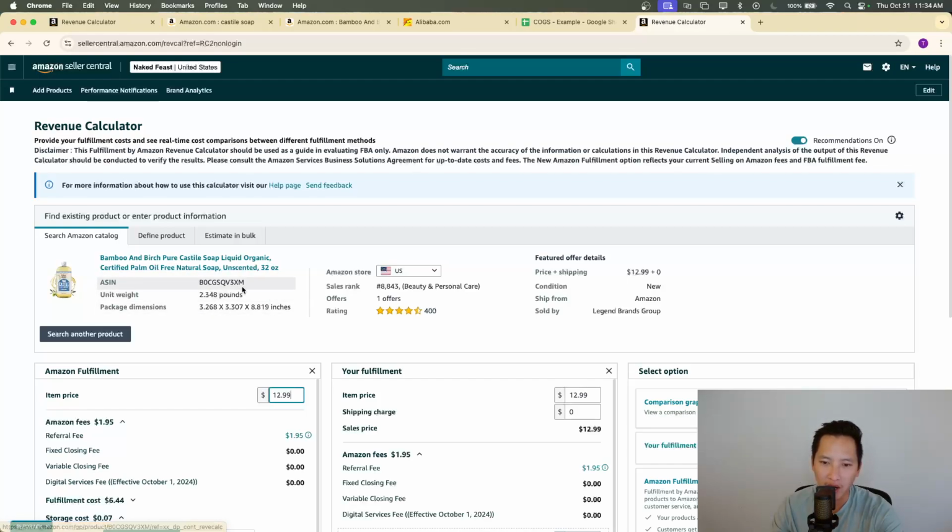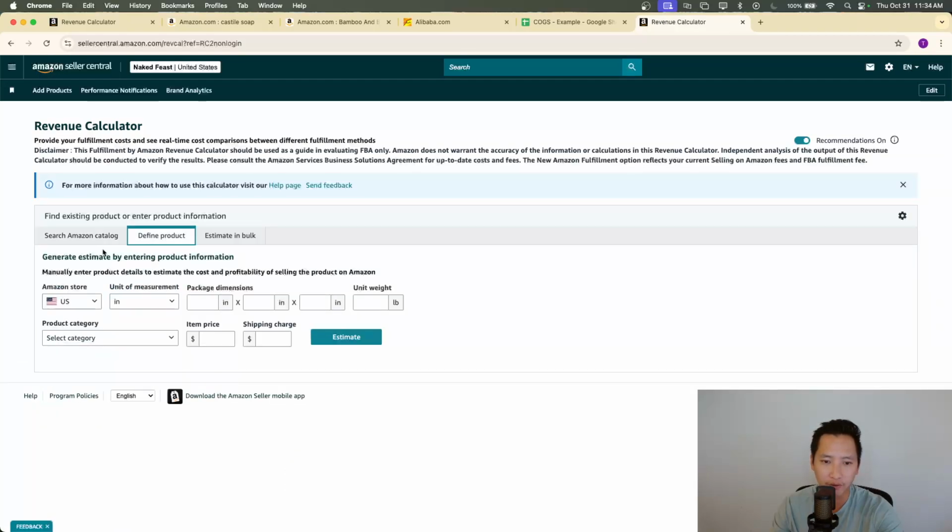The reason why this is important when you're starting out, specifically just grabbing a competitor ASIN, is because you might not know the unit weight or the package dimensions of the product that you're trying to sell. So this automatically inputs these metrics for you. And if you already know that, it's totally fine for you to just define your product here using the dimensions here.